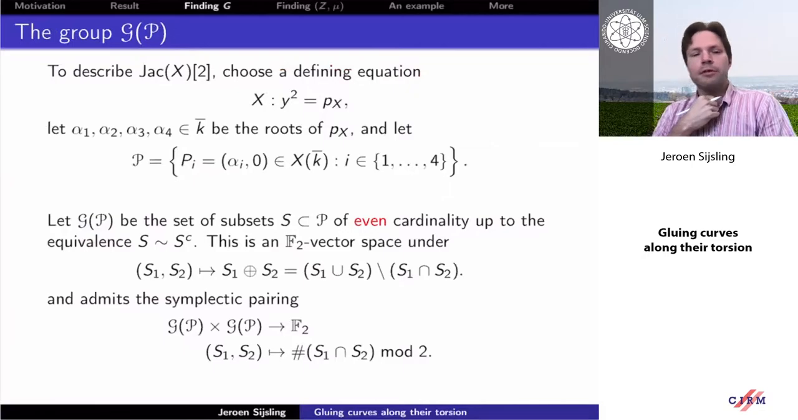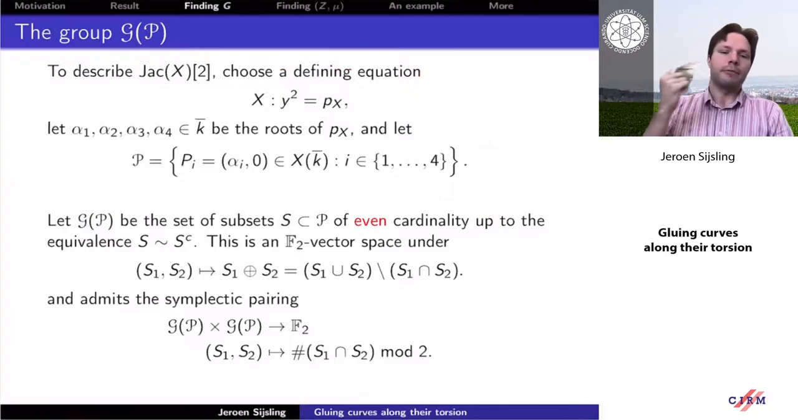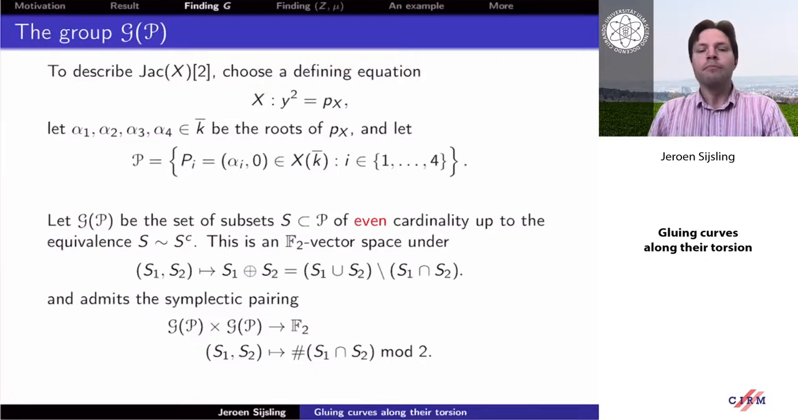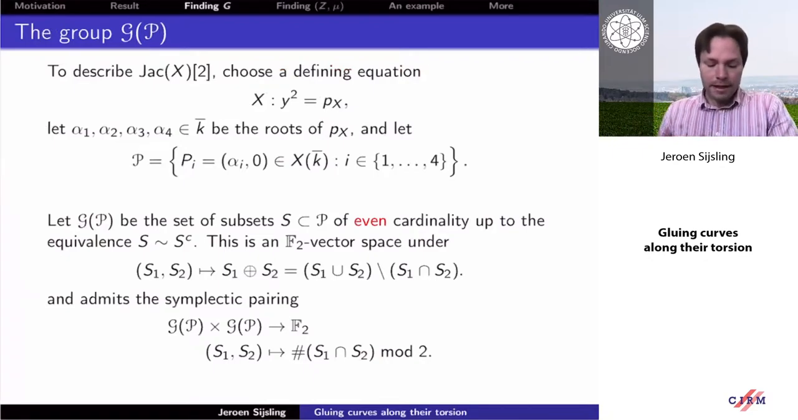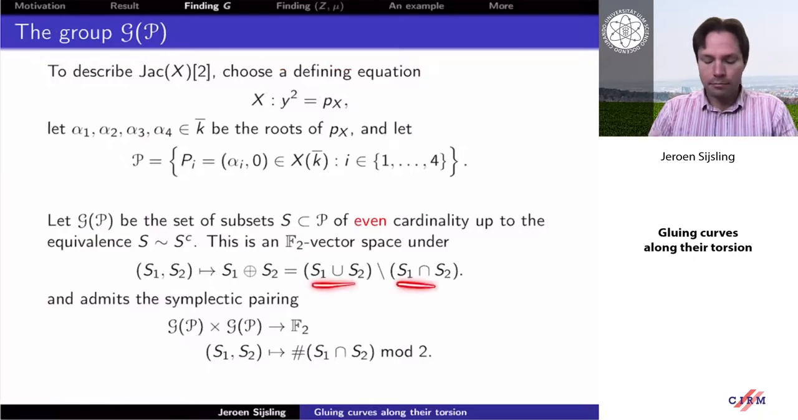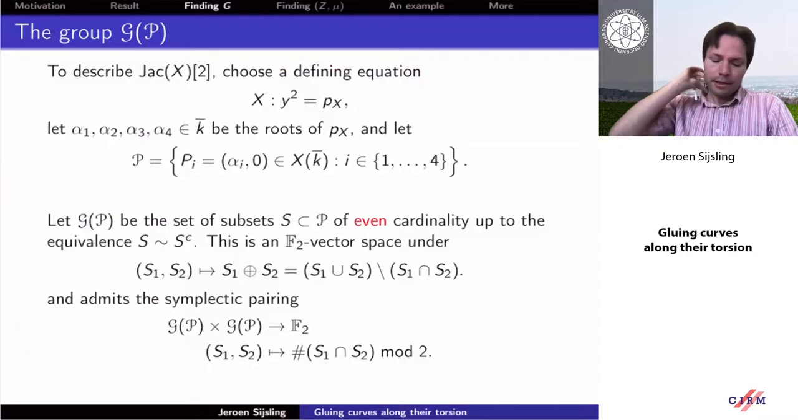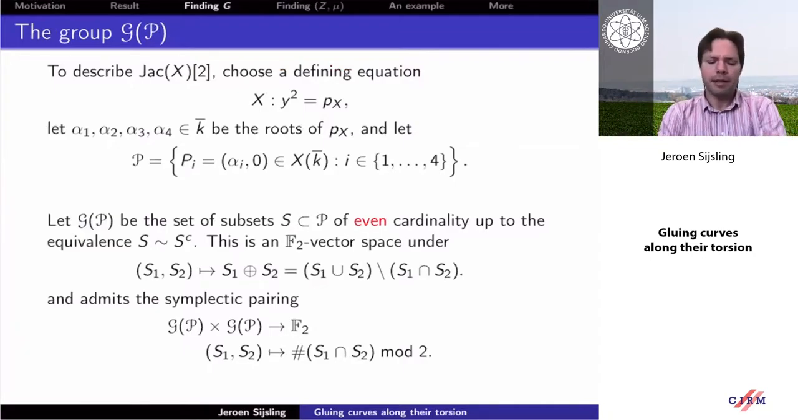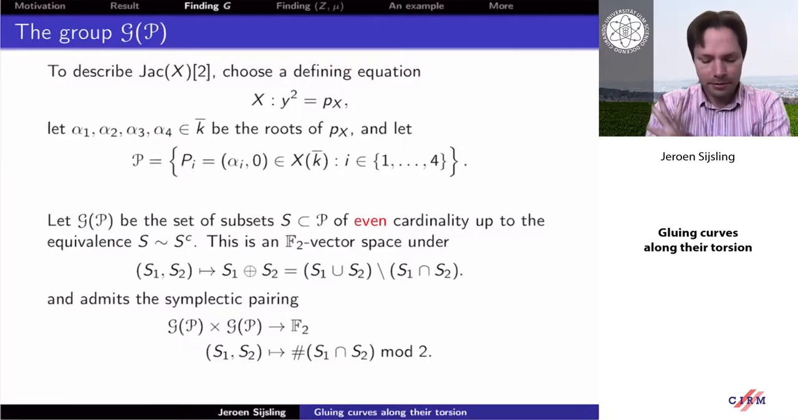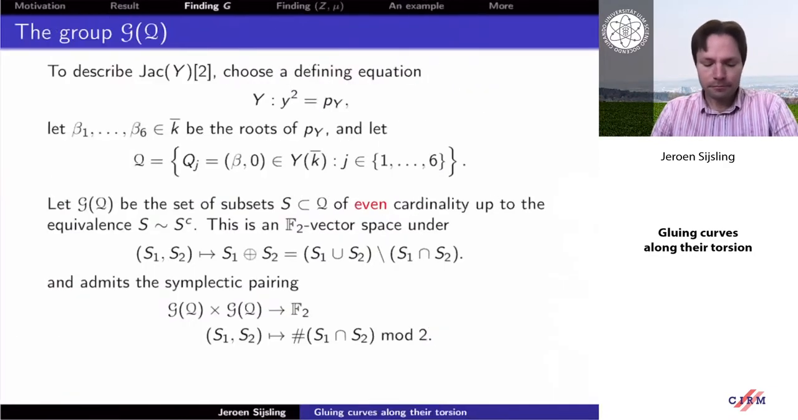And you consider them up to a certain equivalence, namely you identify a set with its complement. Now that turns out to be an F2 vector space under the symmetric difference, taking the union minus the intersection. So that makes it an F2 vector space, and it also has a symplectic pairing. Namely, if you have two such sets, you just look at the cardinality of the intersection modulo 2. That turns out to work. Okay, I can define what I want, and you will see that it is relevant later.